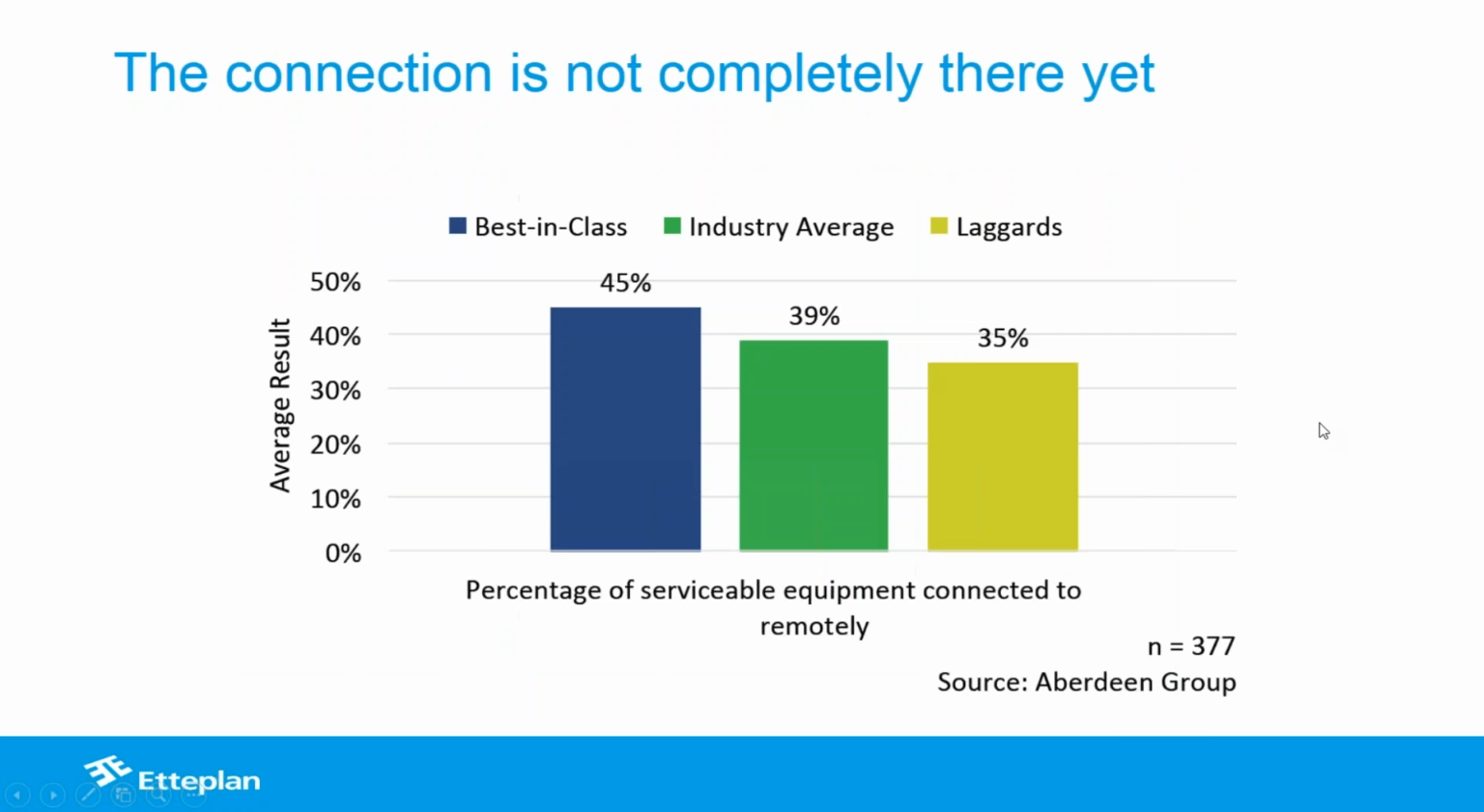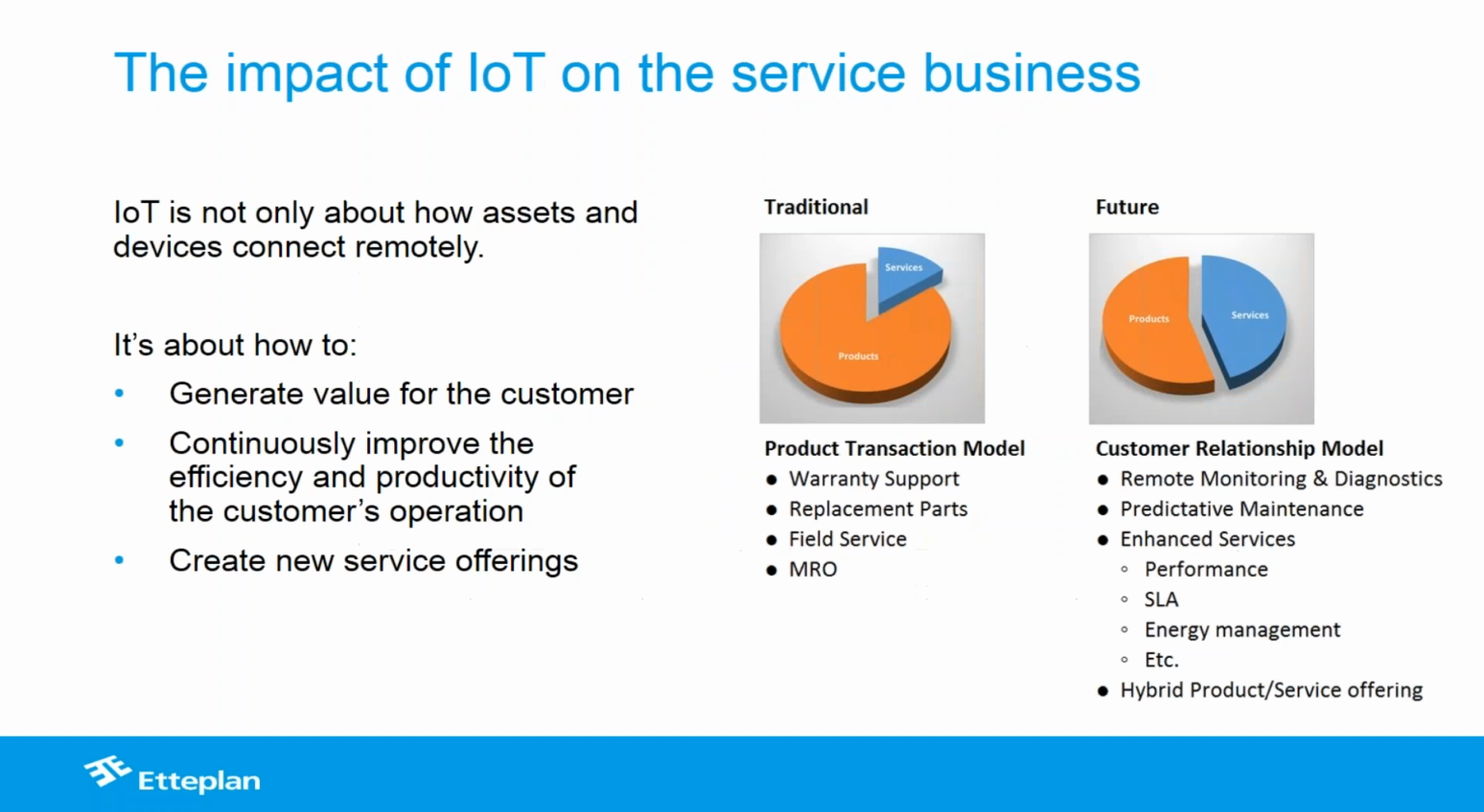So that being said, are we there yet? No, we're not there yet. This survey, again by the Aberdeen Group, shows that the best in class is an average of about 45% of products that are currently connected remotely. So there's still quite a bit to gain there, but it also means it's not zero. It's really increasing, specifically in the last few years.